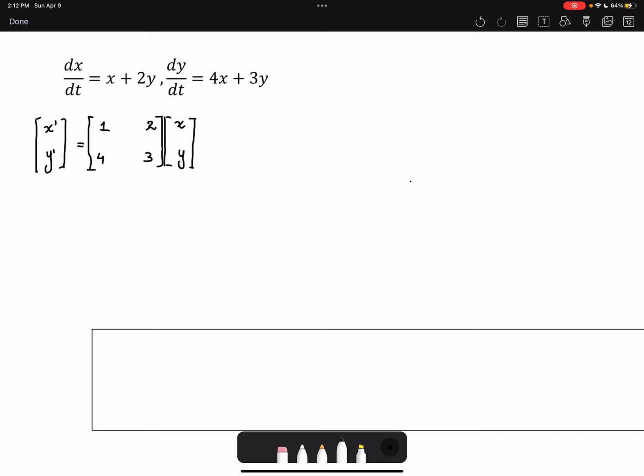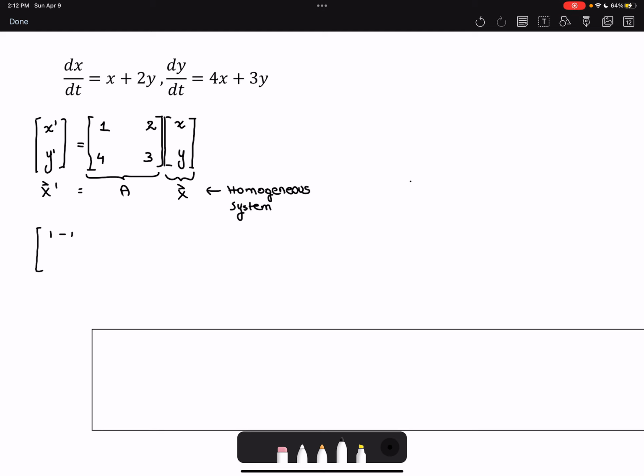To solve this, it is a homogeneous system, because I recognize that this is my A, this is my x vector, and this is my x prime vector. So this is a homogeneous system. So I can solve it with the eigenvalue problem.